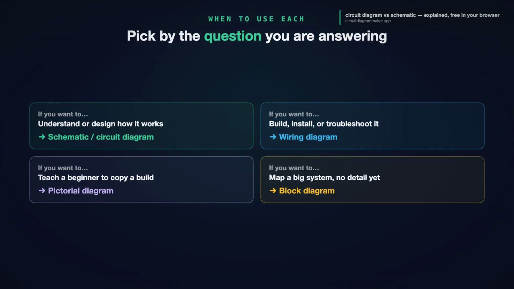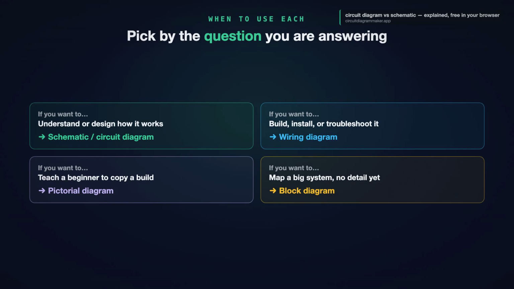It comes down to the question you're trying to answer. If you want to understand or design how a circuit works, reach for a schematic, a circuit diagram. It is the fastest way to see the logic. If you need to physically build, install, or troubleshoot it, reach for a wiring diagram. It shows you the real terminals and where each wire lands. If you're teaching an absolute beginner to copy a build, a pictorial diagram is friendliest. And if you're mapping out a big system before any details, start with a block diagram.